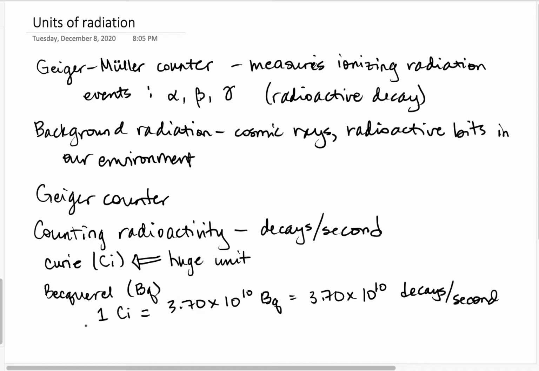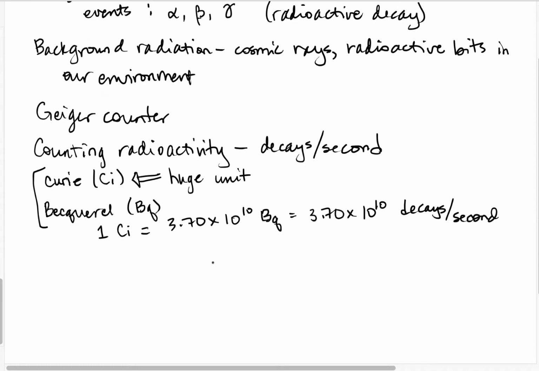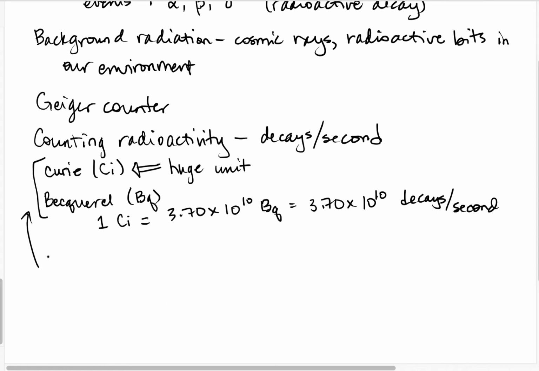So you can see that 1 curie would be a gigantic number of decays per second. And so as a result, curies don't tend to get used very much because the amount of radiation that you would be exposed to, if you got exposed to a curie, would probably just kill you right off. So these 2 units here, these are tracking decay rates.